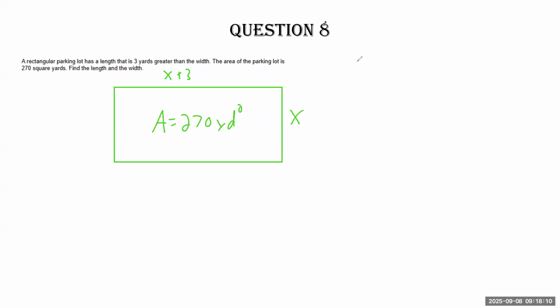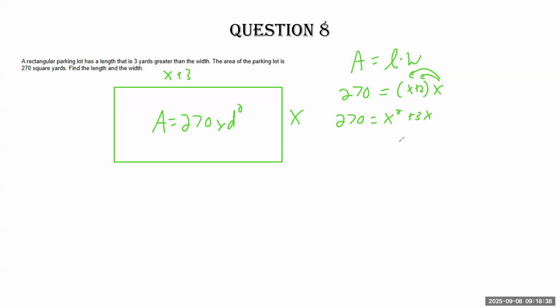We also know that area is equal to length times width. So 270 is equal to the length, x plus 3, times the width, x. And now we have an equation we can solve. And this one's actually going to be a quadratic because we're going to distribute the x. That's going to give us 270 equals x squared plus 3x.